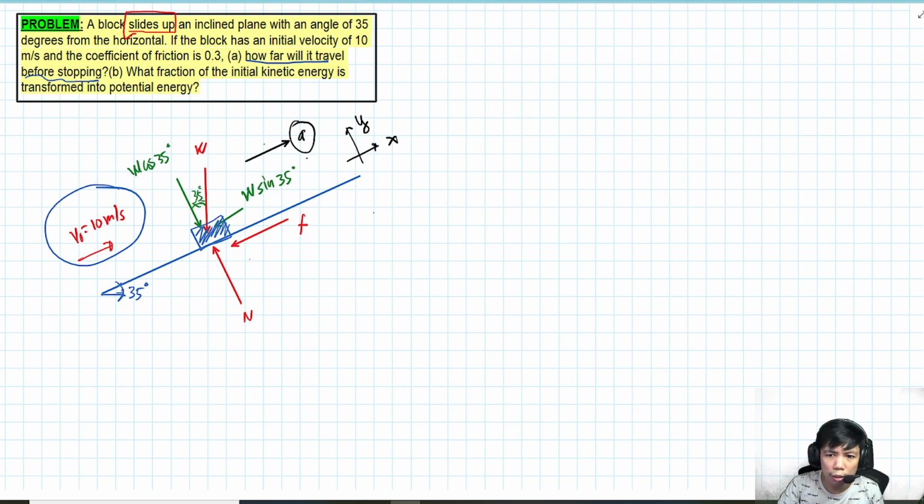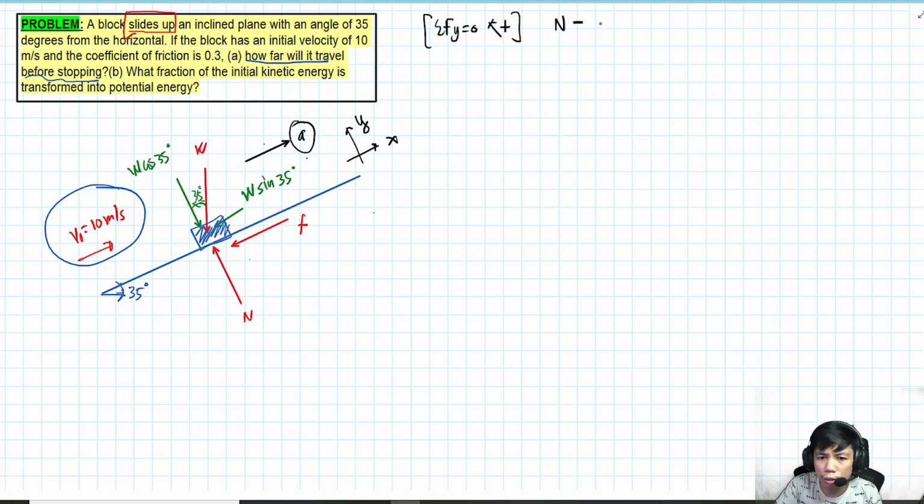Let's start by taking the summation of forces in the y direction. Okay, so summation ng force in the y direction. So yung papunta doon, yung naka-incline pataas, yun yung ating positive na. Okay, so ang positive dyan si normal force minus yung weight along the incline.